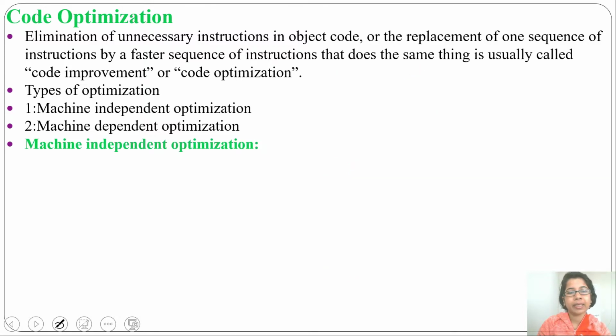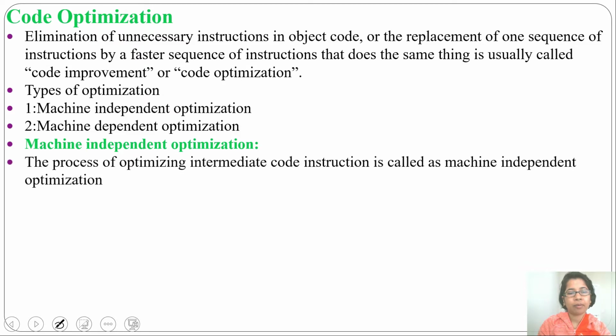What is machine independent optimization? Optimization of intermediate code instructions is called machine independent optimization. There are different intermediate representations. It can be represented in 3 address code, SSA code or postfix code. In nonlinear form, it can be represented as a syntax tree, DAG or control flow graph. Now we need to optimize the intermediate code representation.